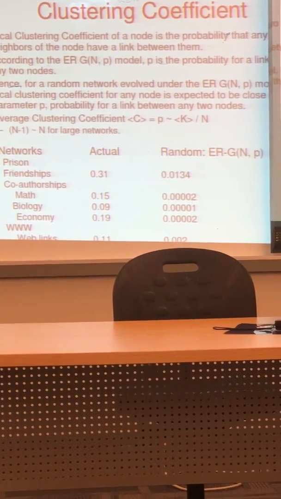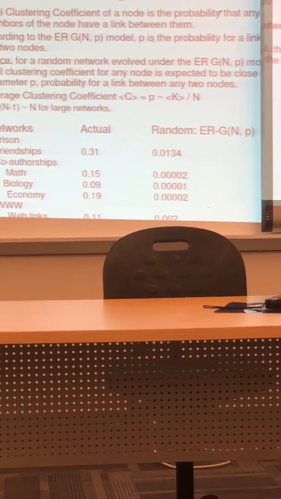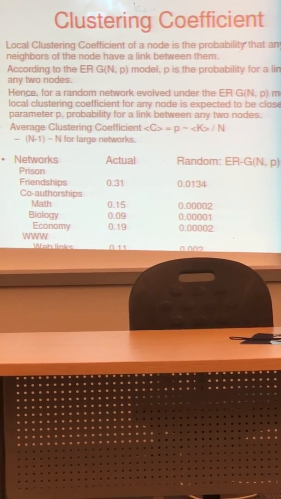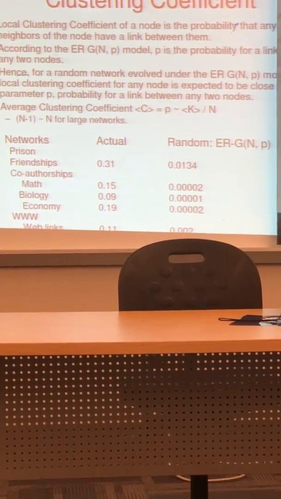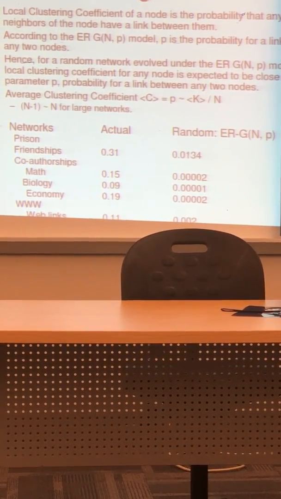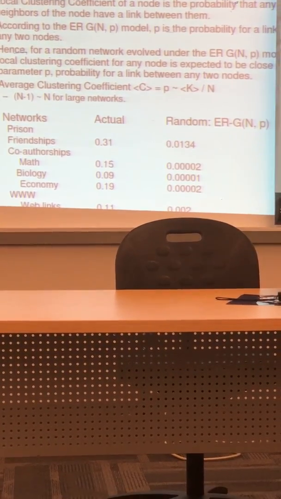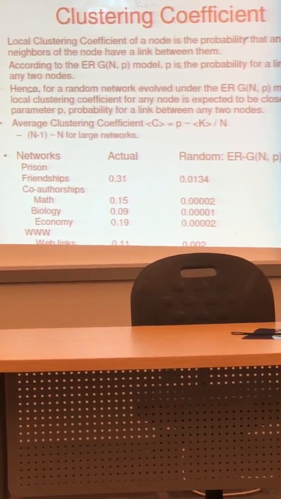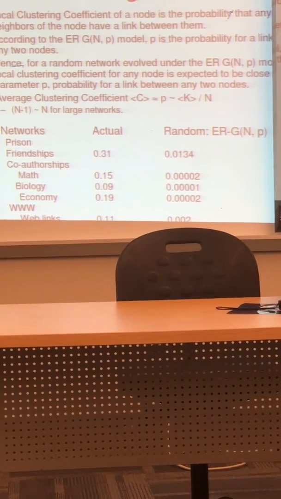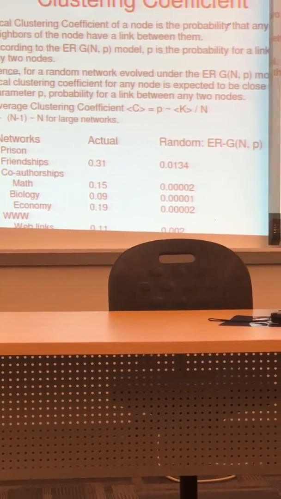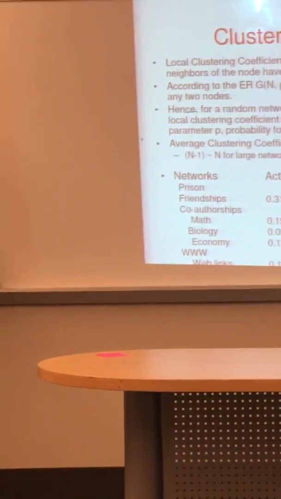So given a node and its neighbors, you need to know the number of neighbors, right? So you count the actual number of edges between the neighbors divided by what? The maximum possible number of edges between those neighbors, right?